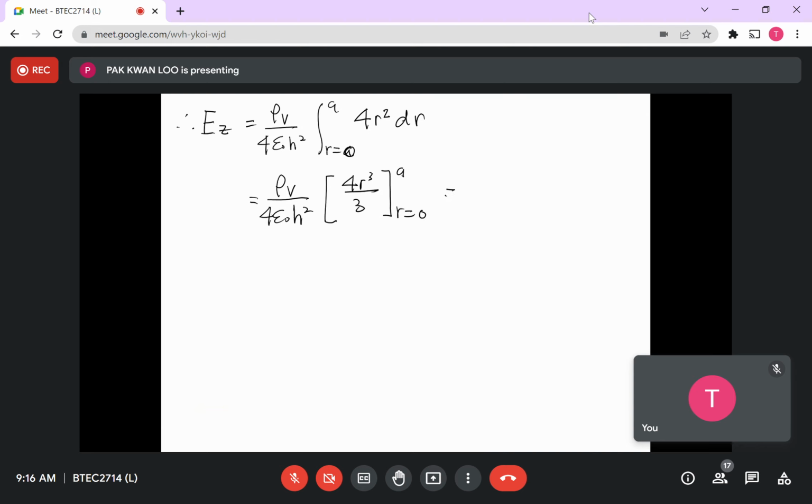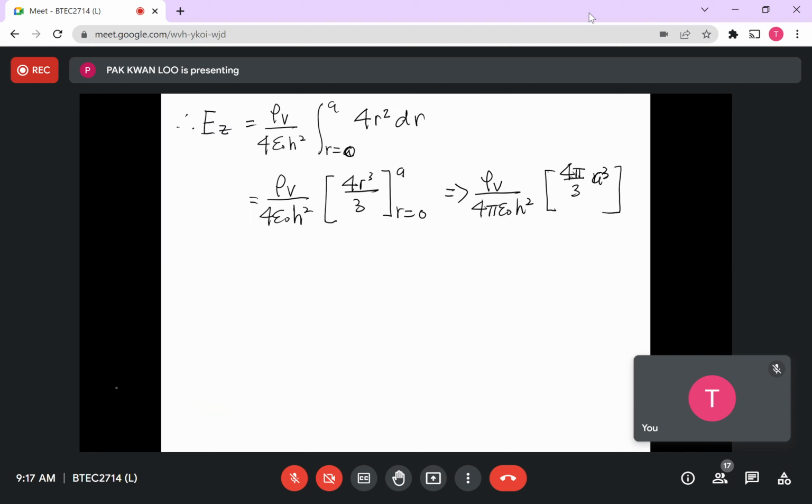And we can rewrite this term as 4 pi epsilon naught h square multiply with 4 pi over 3 r cube, a cube, right? So there's the inclusion of pi, you will see later on why I do this.